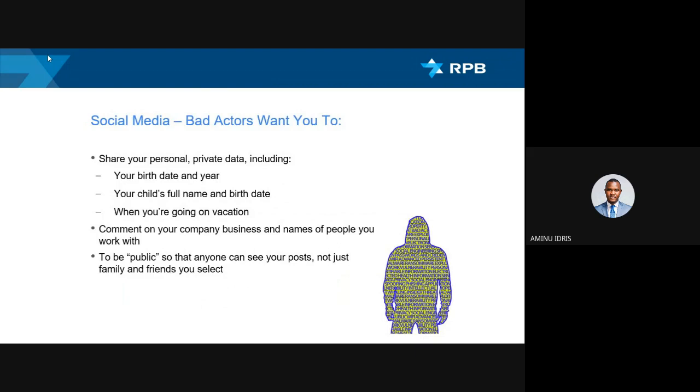So these are some of the basic things that the bad actors need from us: your shared personal information and private data, such as your date of birth, the year of birth, your child's full name and his birth date, when you are going on vacation, comments on your company business, names of people you work with, and so many other activities like this. That has to be kept confidential.